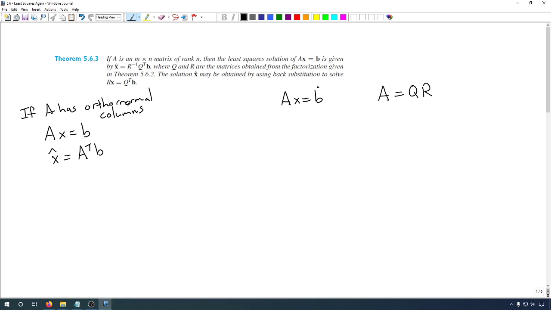We want to find a least squares solution, but we also know a QR factorization A equals QR. Well, we took this when we did the least squares problem and turned it into what we called the normal equations, which were A transpose AX equals A transpose B. If we replace A with QR, this becomes (QR) transpose times QR X equals (QR) transpose B. Remember, the transpose of a product is the product of transposes in the reverse order.